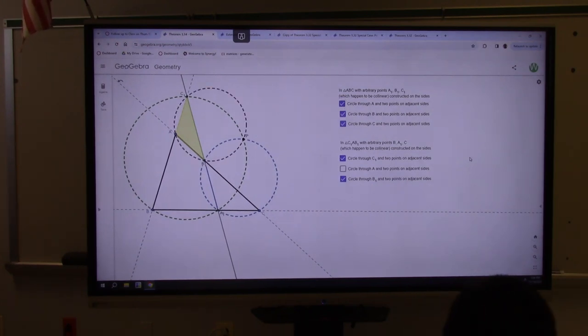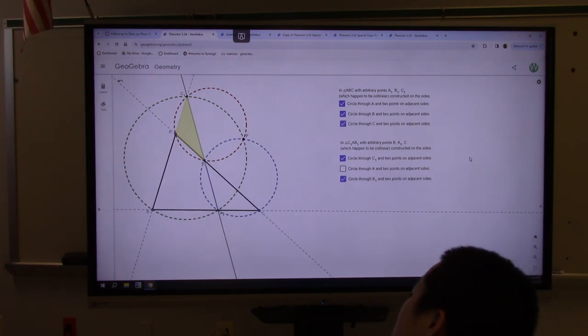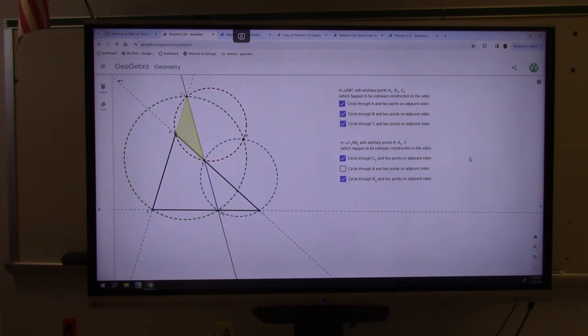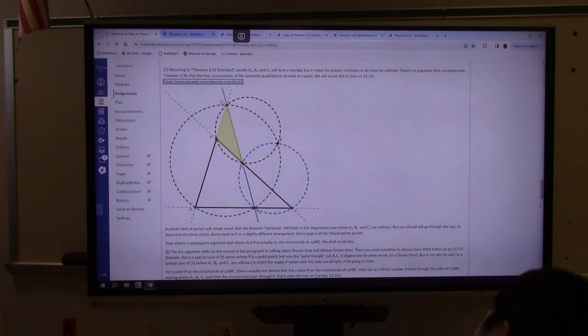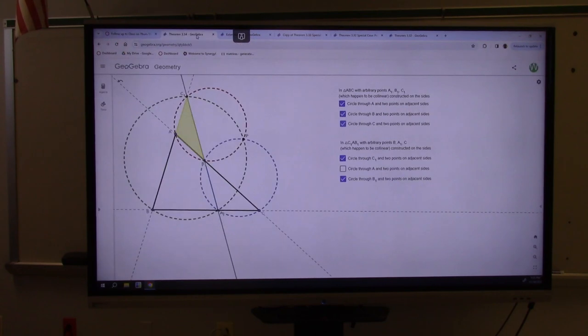This is, I believe, all we did. I think this is where class actually ended on that day, somewhere around here. And I sort of just said, that's all there is to say. No, there is more to say. What is this theorem? The theorem is that the three circles all meet, and they all meet at this point P.